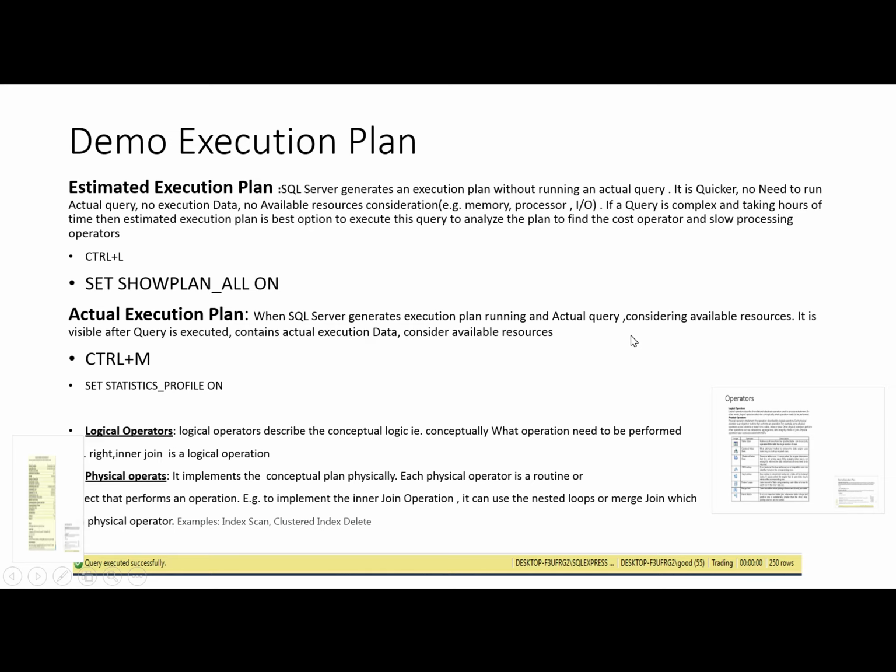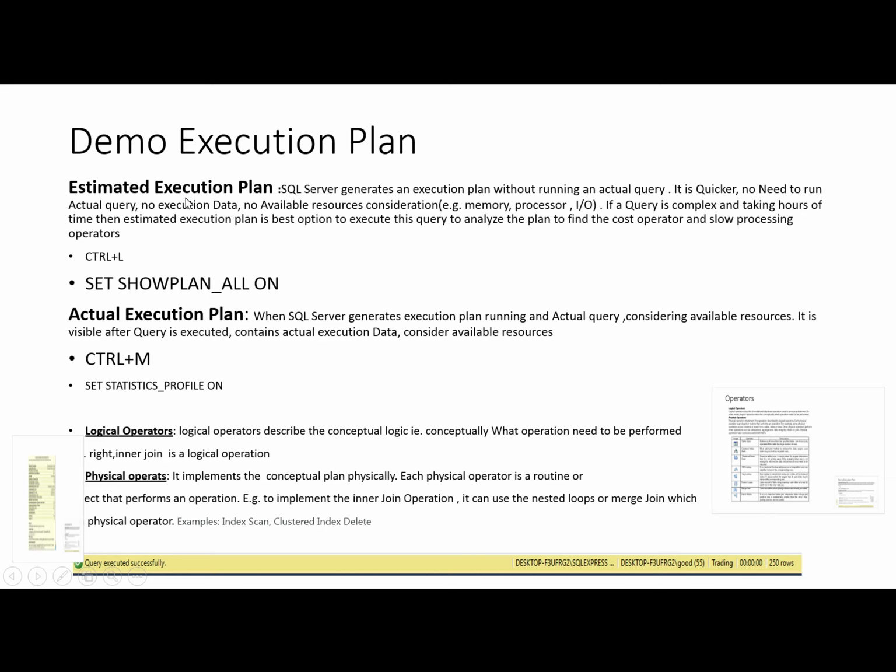This is the sixth module of the SQL Server learning series, and in this video we will see the demo of the execution plan. We will execute the query and study the query execution plan for this query. And we know that there are two kinds of execution plan: one is the estimated execution plan and the other one is the actual execution plan.